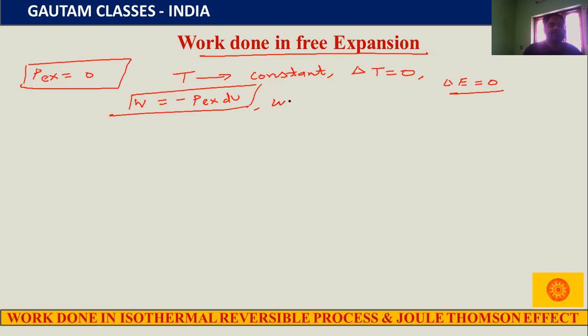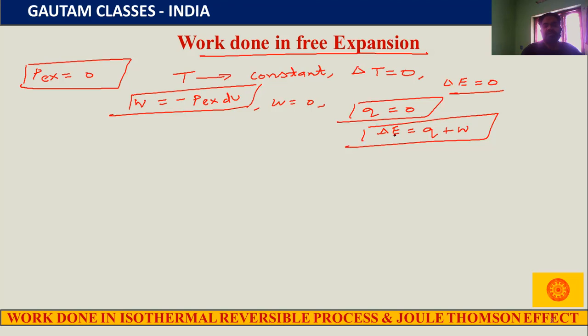So in that case, work done will also be zero. If change in internal energy is zero, work done is zero. So what about the heat exchange? Heat exchange will also be zero. Why will this be zero? Because according to the first law of thermodynamics, delta E is equal to Q plus W. If these two quantities, delta E and W, are zero, Q automatically will become zero.